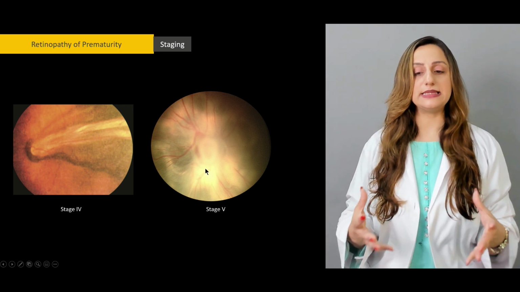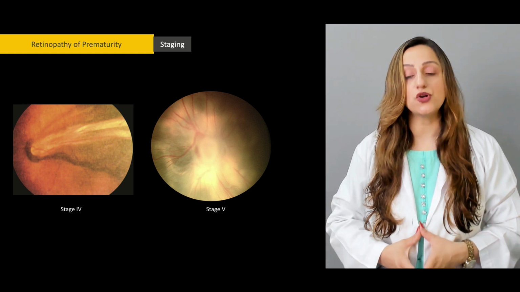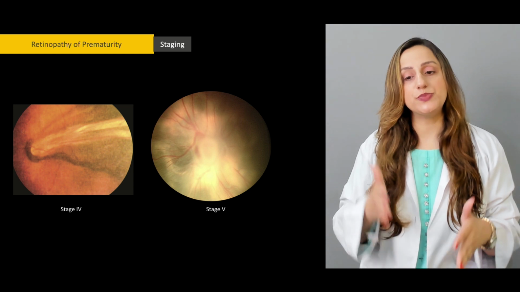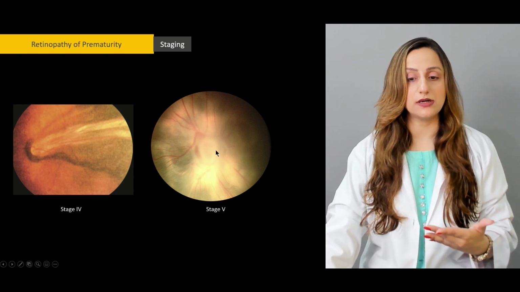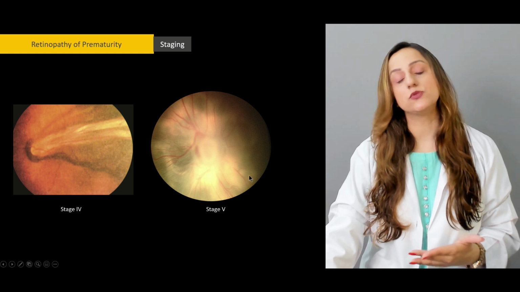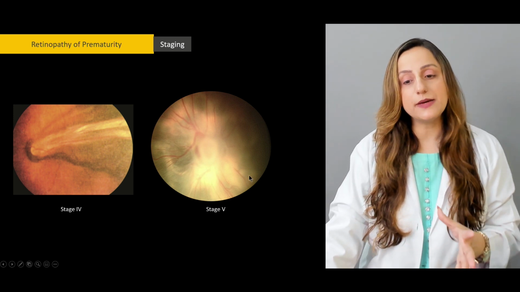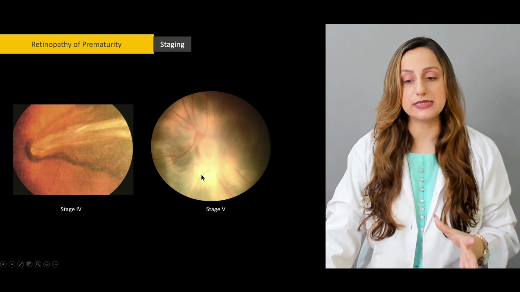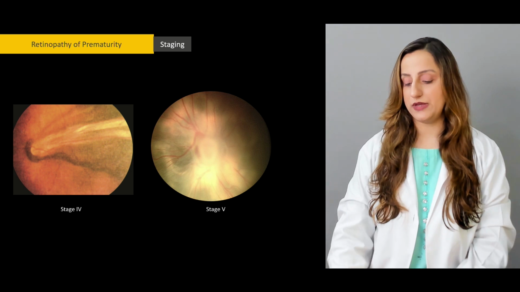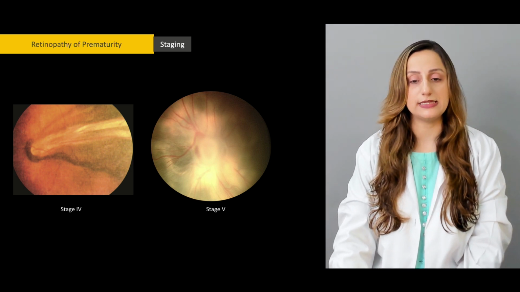Stage 5 is basically characterized by the formation of a total retinal detachment. Total retinal detachment would be seen somewhat as you can see over here in this characteristic ophthalmoscopic finding. It would be a particular funnel-shaped appearance that would be observed in stage 5 of the retinopathy of prematurity in these individuals.